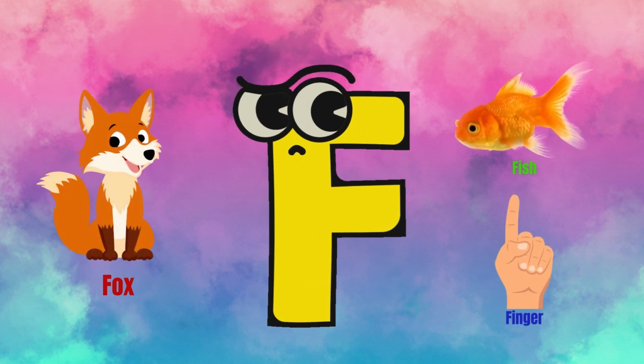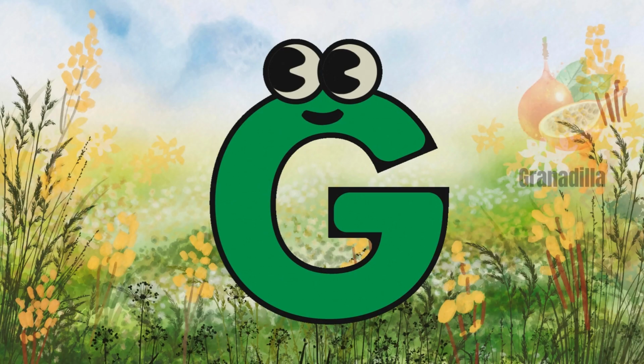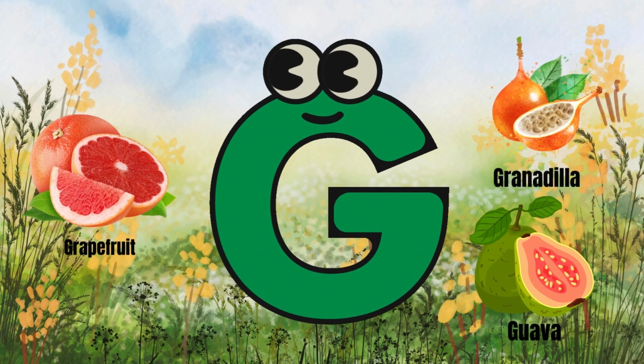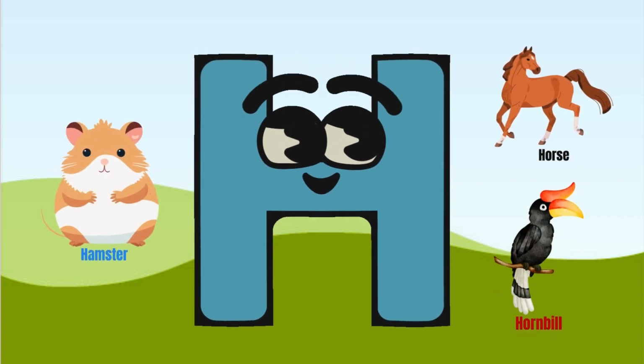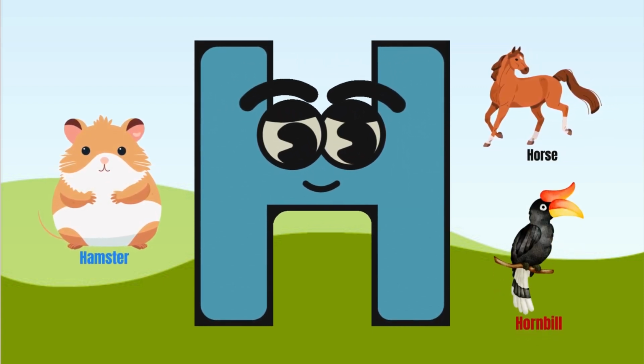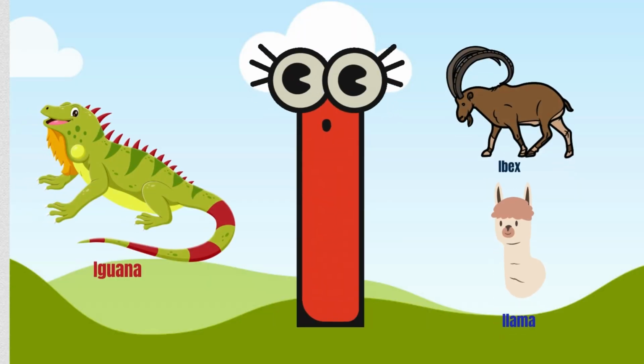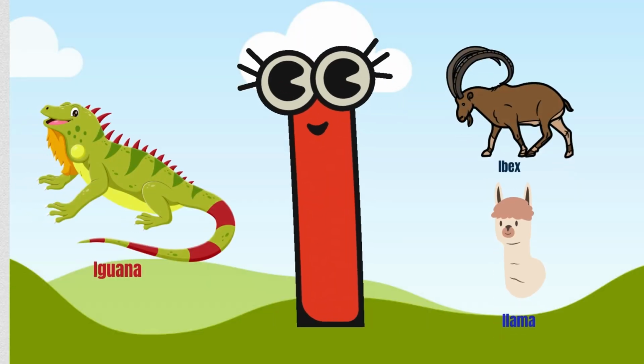F is for finger. F is for fish. G is for grapefruit. G is for guava. G is for granadilla. H is for hamster. H is for hornbill. H is for horse.